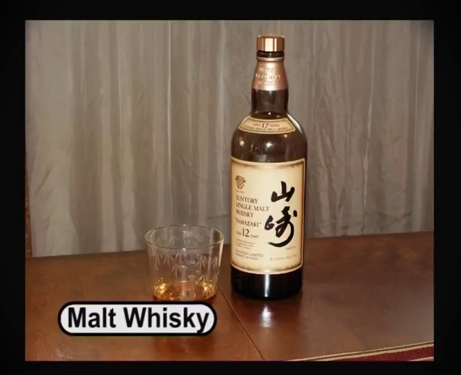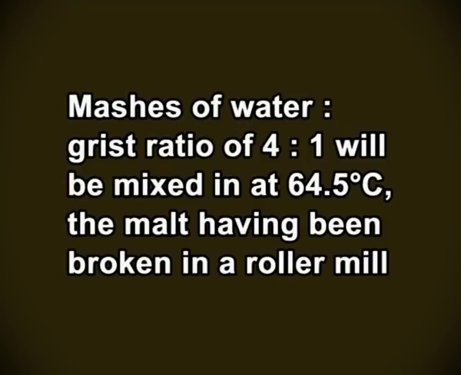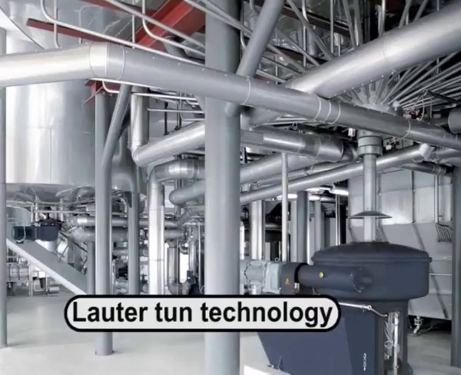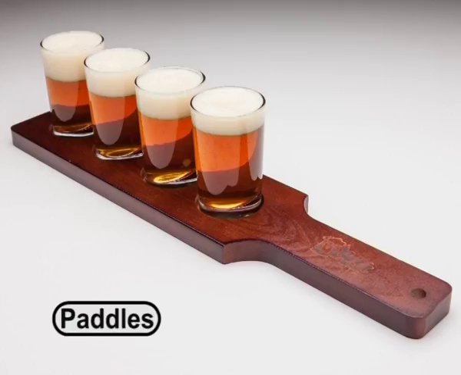For malt whisky, mashes with a water to grist ratio of 4:1 will be mixed in at 64.5 degrees Celsius, the malt having been broken in a roller mill. Although modern malt distilleries are changing over to the use of lauter tun technology, traditional distillery mash tuns feature rotating paddles to mix the mash, and these will be employed for approximately 20 minutes before allowing the mash to stand for an hour.